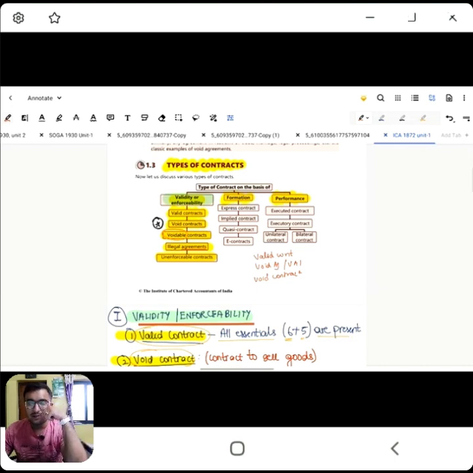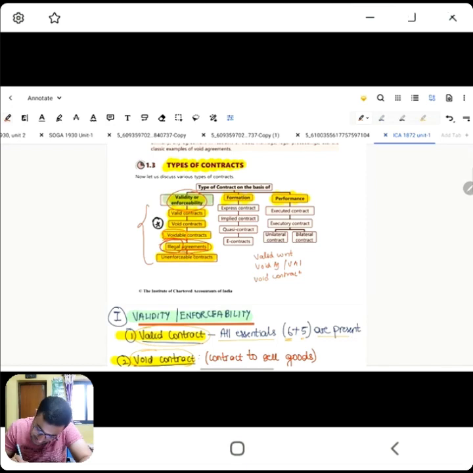Am I right? If that is not fulfilled, your agreement will never become a contract. So if there is something illegal, will your agreement become a contract? No. Therefore, illegal agreements are actually not contracts at all. But on the basis of validity, they have given these five classifications. So you have to remember it this way.